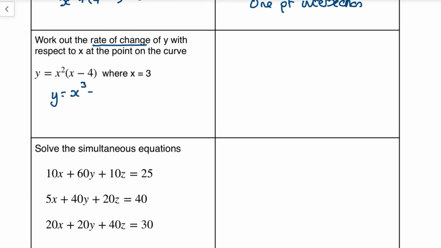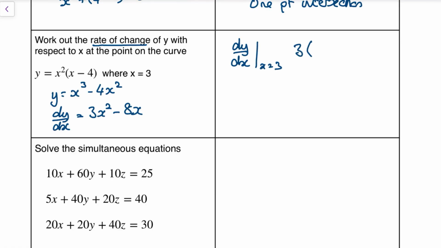So that's going to be x cubed minus 4x squared, which means if I differentiate, we're going to bring down the power, take away 1 from the power. So that's 3x squared. Bring down the power is 8, take away 1 from the power is 1. And then I want to know dy dx at the value x equals 3. So that's going to be 3 times 3 squared, which is 9, so that's 27, minus 8 times 3, which is 24. 27 minus 24 is 3, so my gradient is 3.